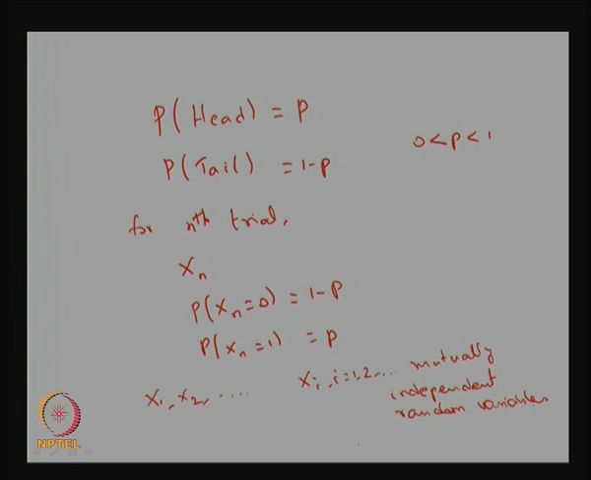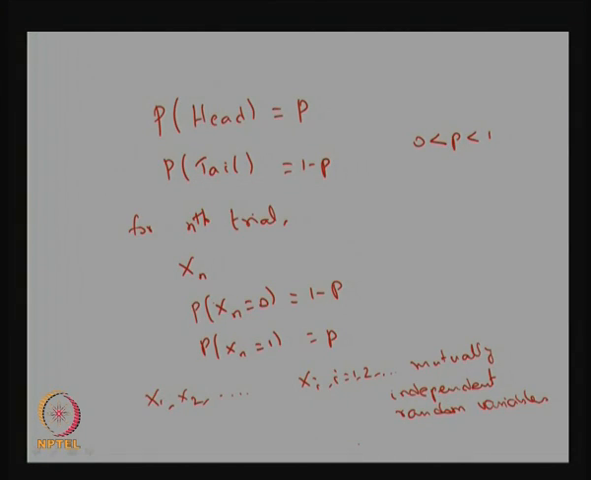So, this is a random experiment in which you are tossing a coin infinitely many times, and for any nth trial you define the random variable Xn, which takes the value 0 with probability 1 minus P, and the value 1 with probability P. That is equivalent to a head appearing with probability P and a tail occurring with probability 1 minus P.